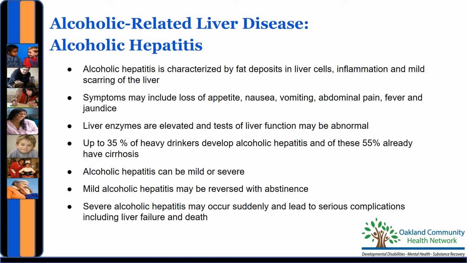Alcoholic hepatitis can be mild or severe. Mild alcoholic hepatitis may be reversed with abstinence. Severe alcoholic hepatitis may occur suddenly and lead to serious complications, including liver failure and death.